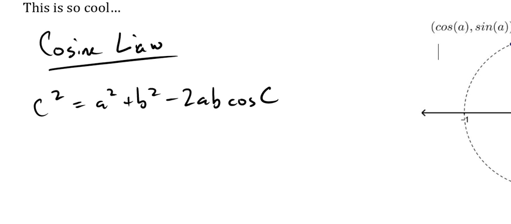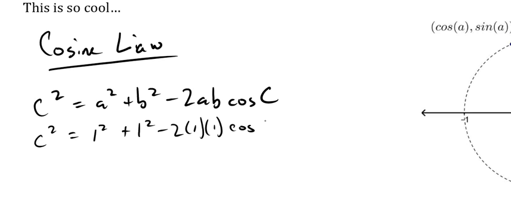Okay, so that all being said, I'm going to start subbing in here. C squared equals what was A? A is a length. It was 1. B was 1. And C is A minus B. Really important.